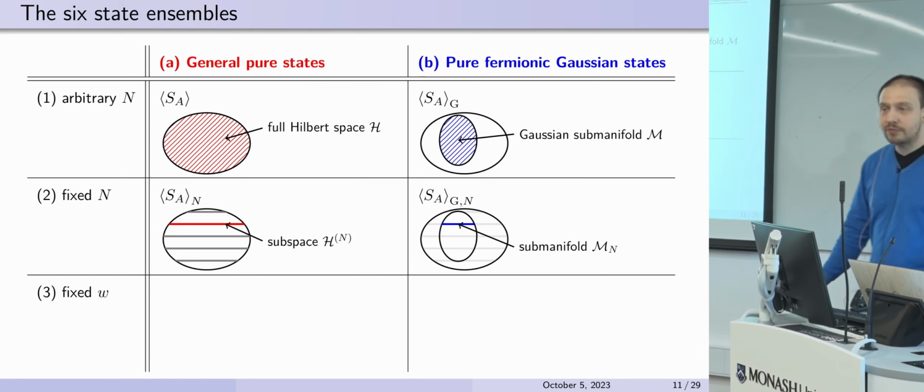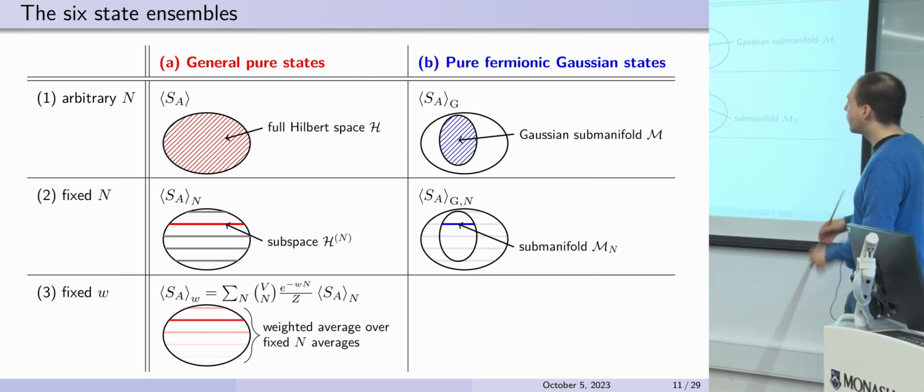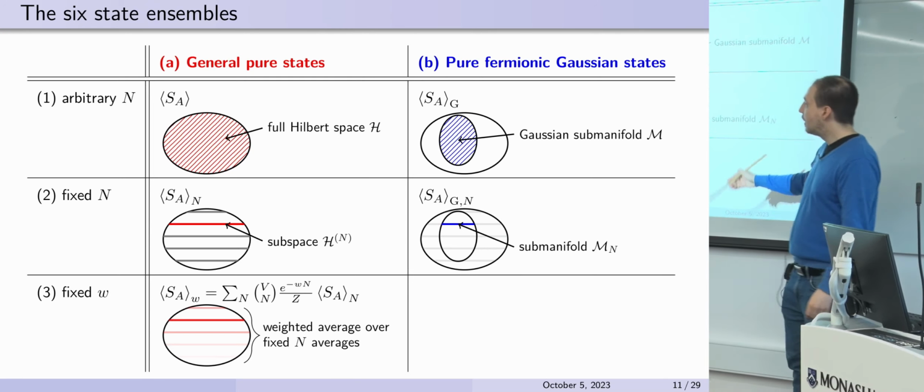And that already gives us 4 ensembles of states. And in the context of eigenstates, if you don't want to restrict to fixed particle number, you can also take a statistical ensemble, essentially, of these different sectors with something like a chemical potential.